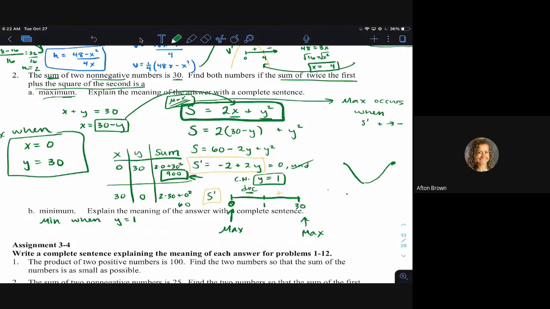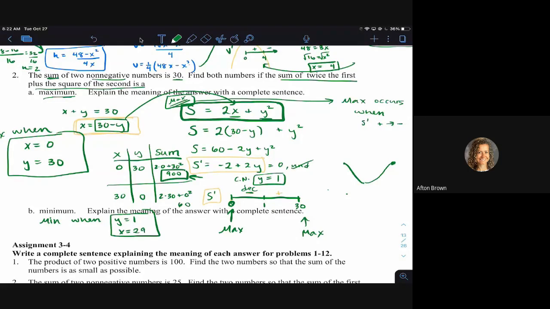So if y is 1, how will we find what x is? Y is 1. X is 29. Yeah, because we can just come back to how we have x defined. X is defined as 30 minus y, because they have to add up to 30. So x must be equal to 29. Because they still have to add to 30, our constraint.